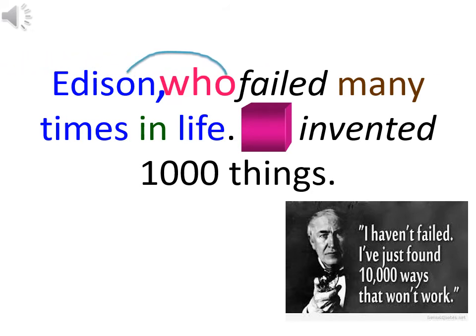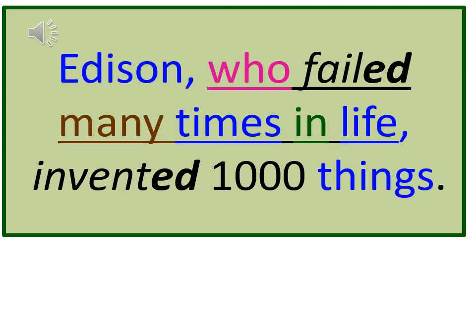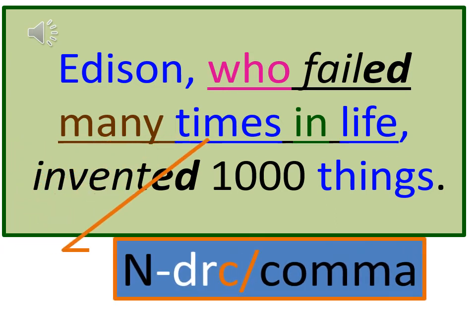Noun and relative pronoun. Edison, comma, who failed many times in life, comma, invented 1,000 things. Non-defining relative clause. Noun and relative pronoun. Comma. Comma.